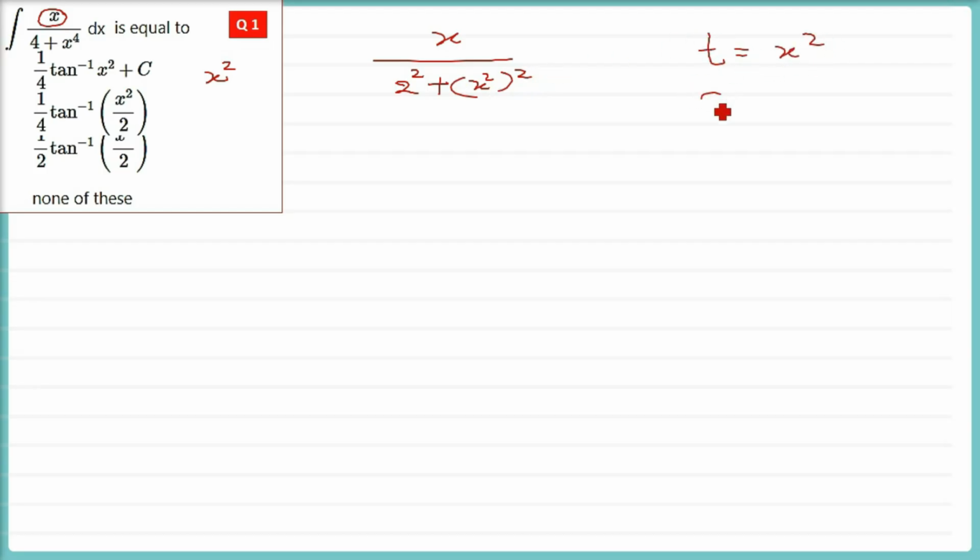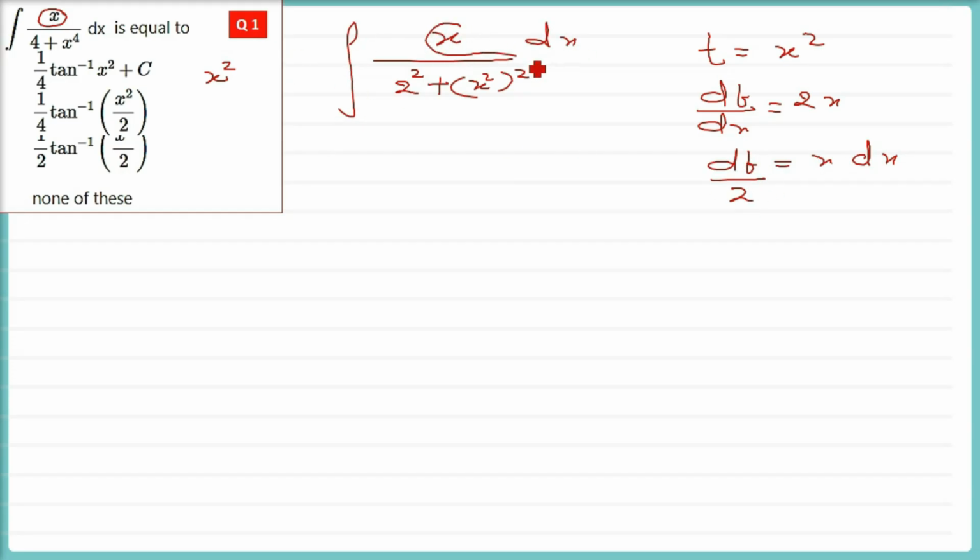So when we put t equals to x square, dt by dx will be 2x. So this x dx will be equal to dt by 2. So when we integrate this, x dx is already we have got, that is dt by 2. You can have dt here, half can be kept outside, and this 2 square plus we have assumed x square as t, so it will be 2 square plus t square.